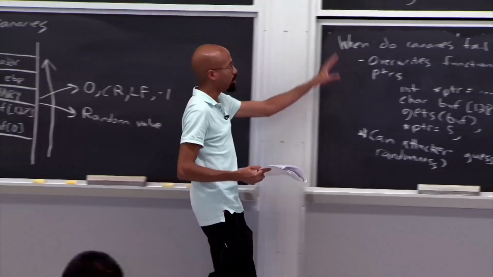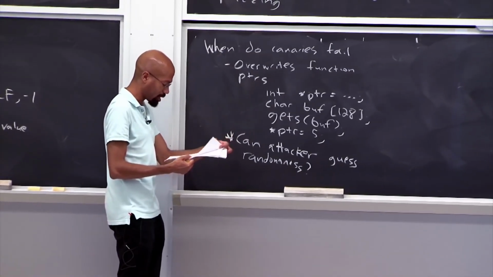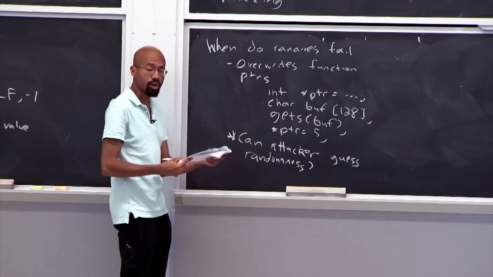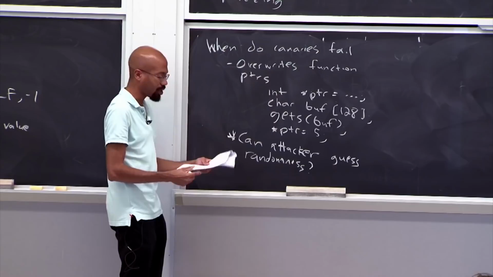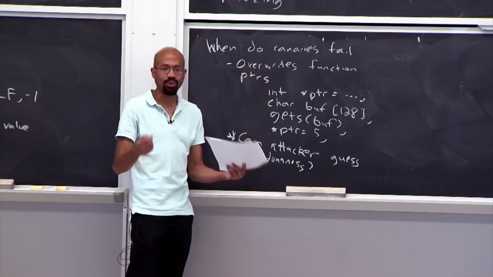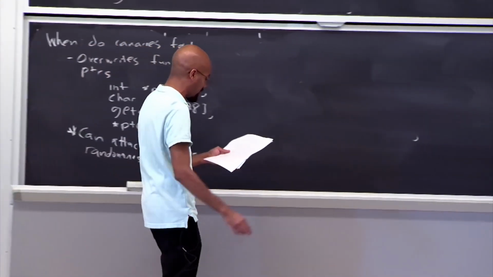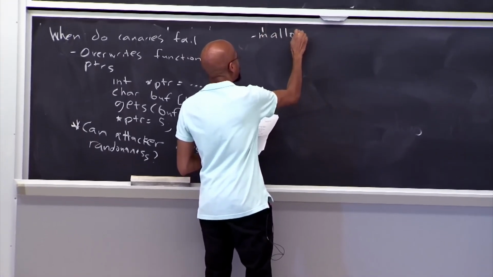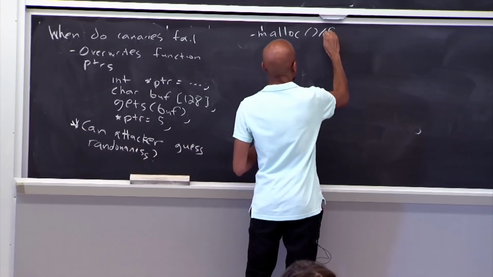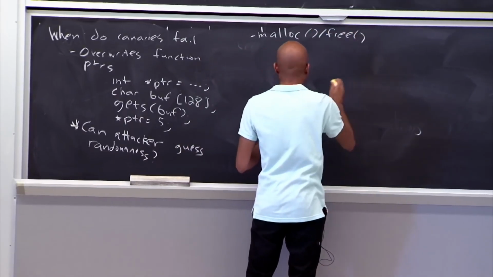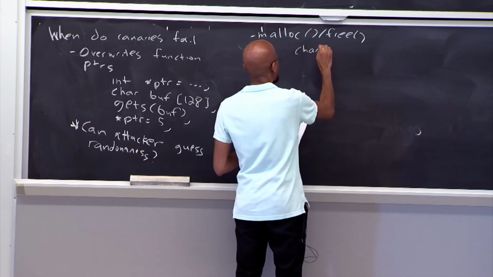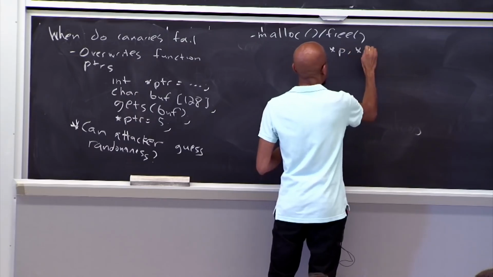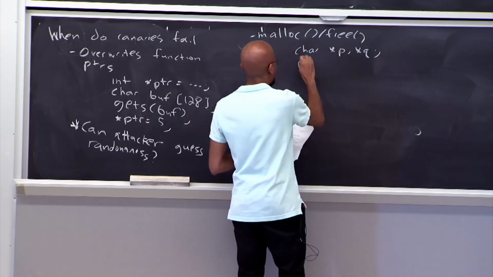So, all right, those are some situations in which the canary can fail. There are some other places in which it can fail too. For example, one way that it might fail is with malloc and free attacks. This is sort of a uniquely C-style attack. So let's see what happens here. Imagine that you have two pointers here, P and Q.